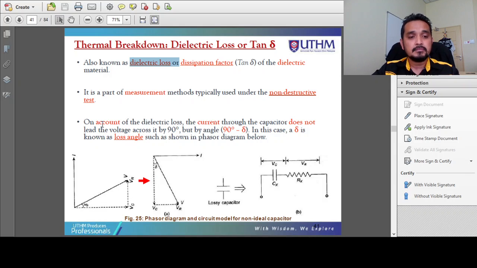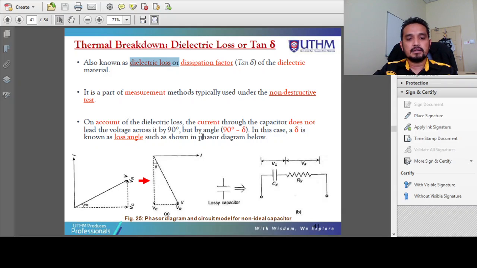Fairuz or Dr. Ree. Just an overview for this one: in the normal case, the current through the capacitor does not lead the voltage across it by exactly 90 degrees, but by 90 degrees minus delta. Tan delta is considered as a loss angle. That's why we call it the dissipation factor or dielectric loss factor.